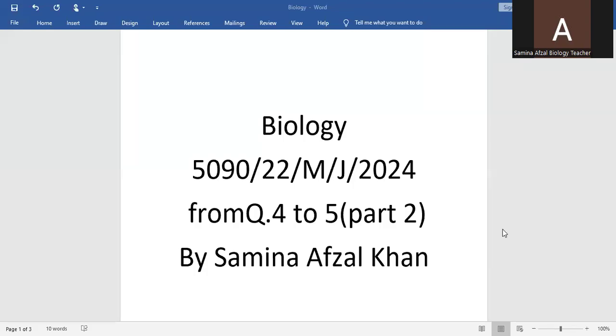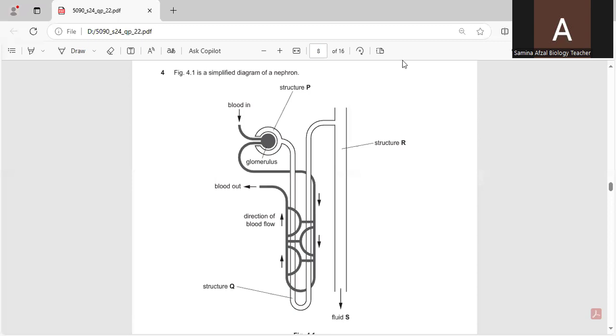Biology 5090, Paper 2, May June 2024, Variant 2, question number 4 and 5, Part 2. So the question number 4 is, Figure 4.1 is a simplified diagram of a nephron.